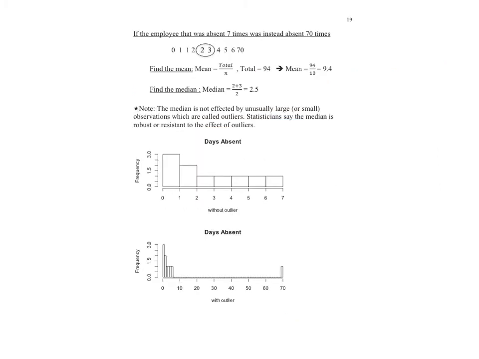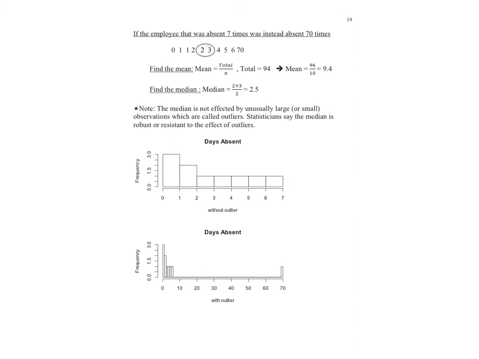Now, suppose instead that the last 10th employee, instead of being absent 7 times, was absent 70 times. Suppose they got in a bad accident, and Bob was in traction for 3 months, and he's fine now, but he missed a total of 70 days. So now when we add the numbers up, our total grows enormously. Our new total is 94. So when we take that new total, 94 divided by 10, we get a mean of 9.4.